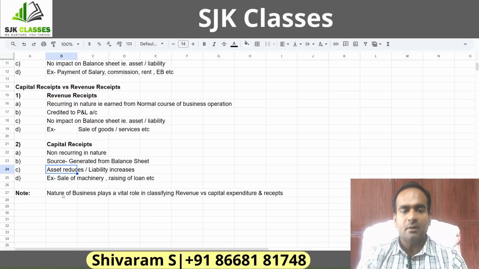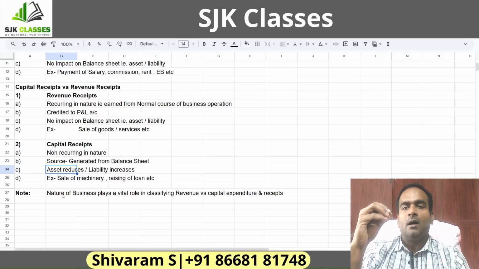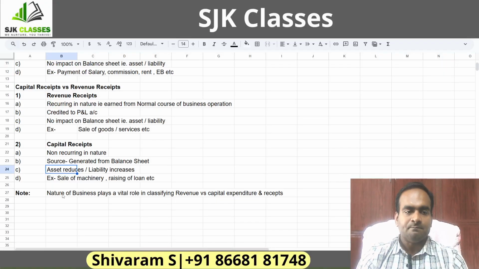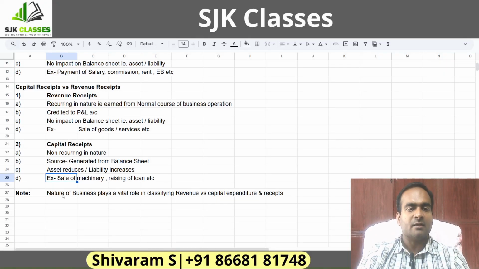So for example, when I take a loan, what happens? There is an inflow of cash here. This receipt is a capital receipt. Example, sale of building, raising of loan, etc. All these things will be called capital receipts. Now let's look at some examples based on these concepts.